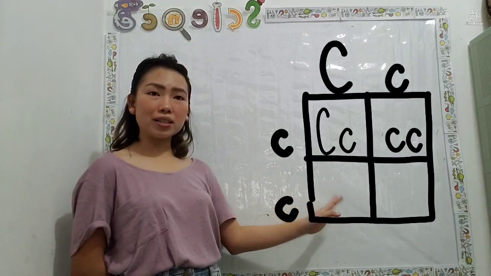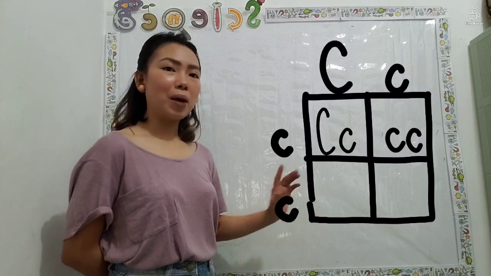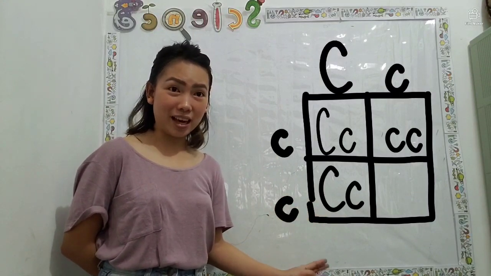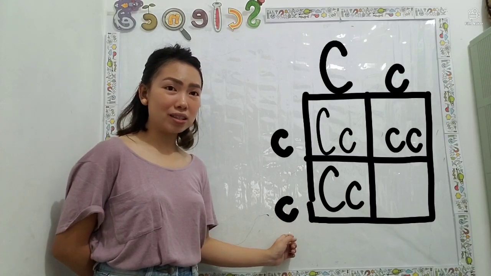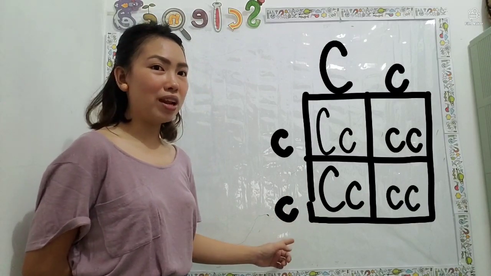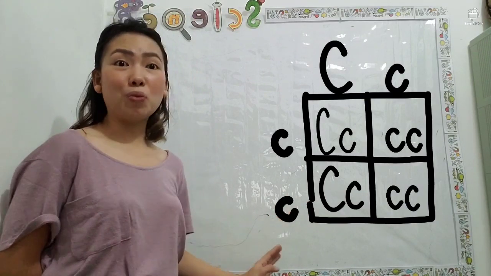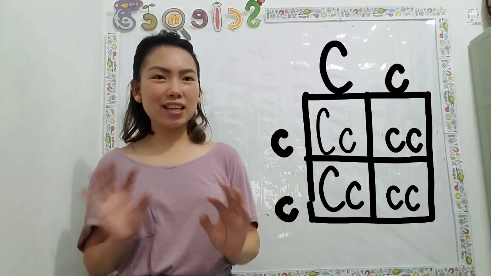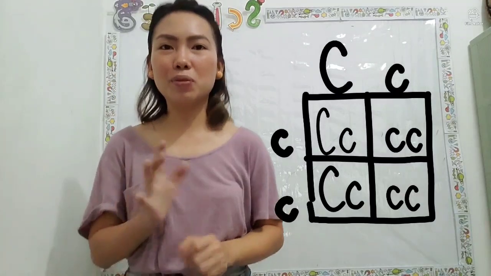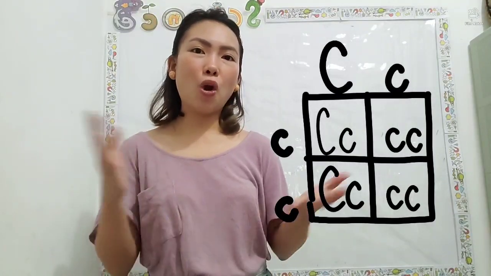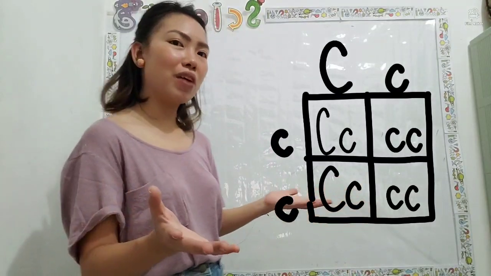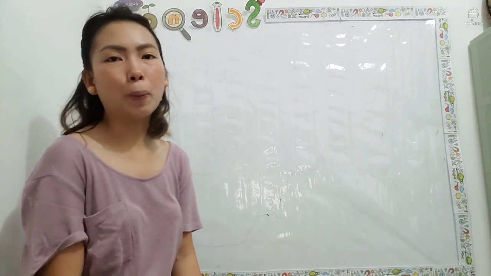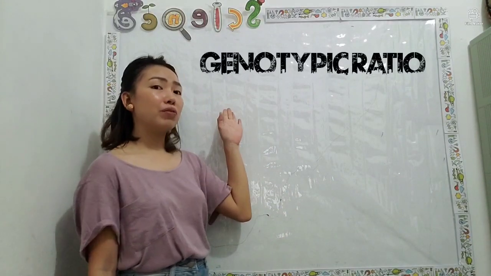Now, on the third box sa baba, we have a capital letter C and the small letter C. And then on the last box, we have a small letter C and another small letter C. Okay. So, from the letters itself, nakikinikinita na natin kung anong kinalabasan ng ating offspring. So, let us identify it using our genotypic ratio and the phenotypic ratio. So, let us have first the genotypic ratio.